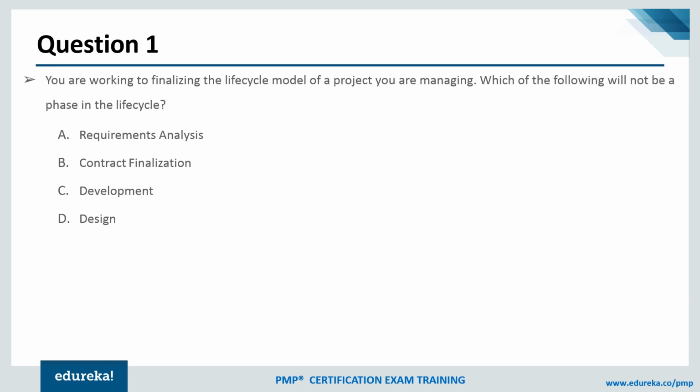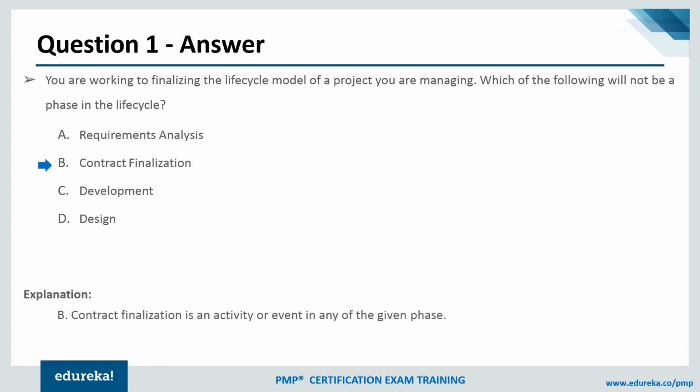Okay. You can start seeing the answers here. Fantastic. Okay, now I can see there is some confusion here, but that's all right. That is the reason for asking this question. So let me share the correct answer. It is contract finalization. So the question is, you have to finalize the life cycle model of a project. Now, which one of these will not be a phase?